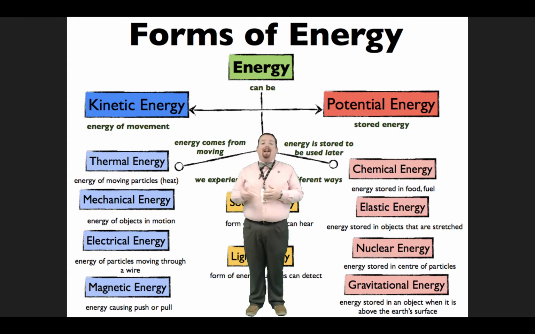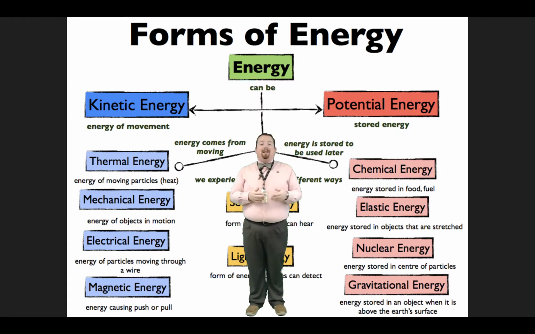The types of kinetic energy are thermal energy, because it deals with the energy of moving particles. The faster particles move, the more thermal energy they have. Mechanical energy, which is just motion. Electrical energy, which deals with electrons moving through a wire. And magnetic energy, which is energy that causes a push or a pull.